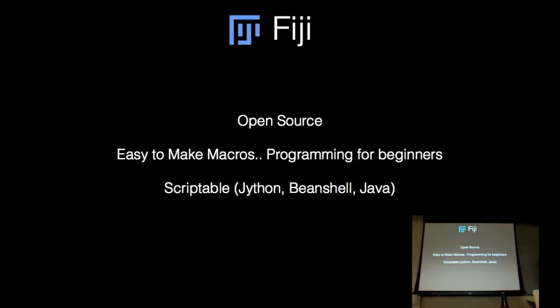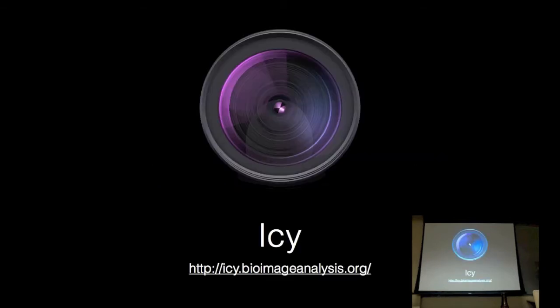The great thing about Fiji is that it's a completely open source project. They also make it really easy to make macros, which are kind of like programming for beginners. You click on a bunch of things, and then it writes down what you did, and you can just hit play, and it will redo exactly those things. But for more serious programmers, it's scriptable. You can extend it in Jython, in BeanShell, in Java. The Smith Lab uses Fiji for all of our image analysis pipelines, and we write lots and lots of code that branches off of Fiji.